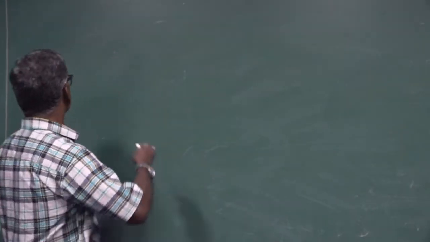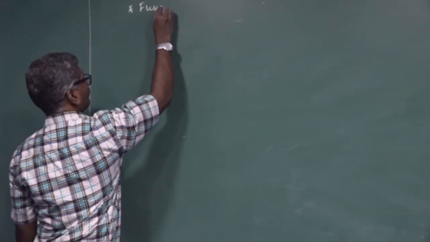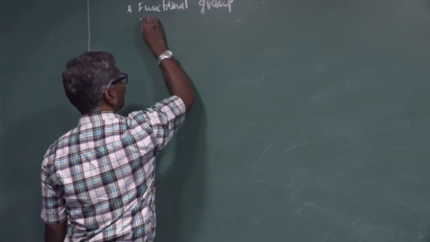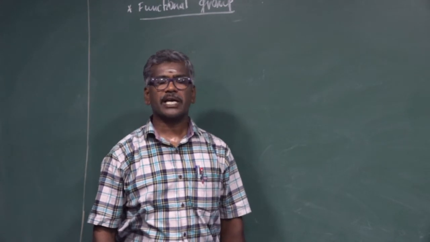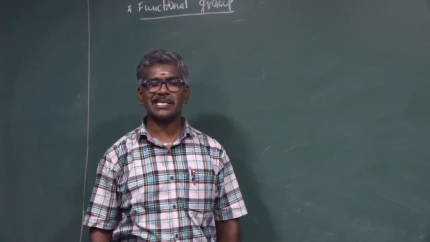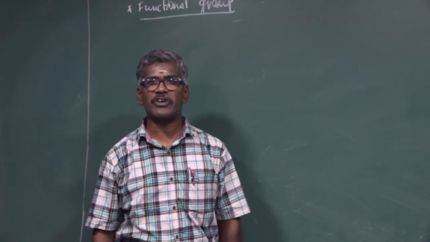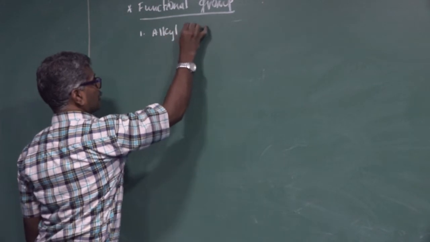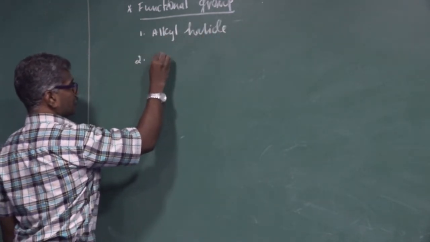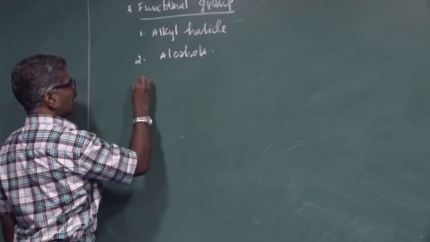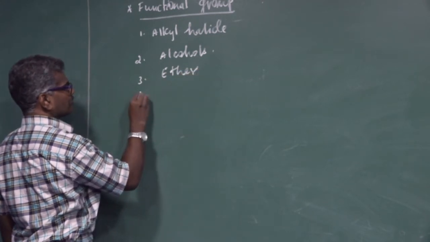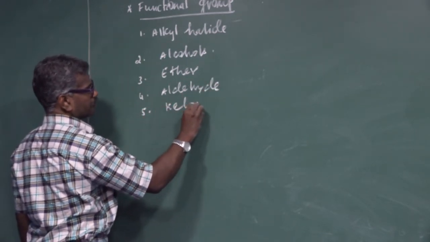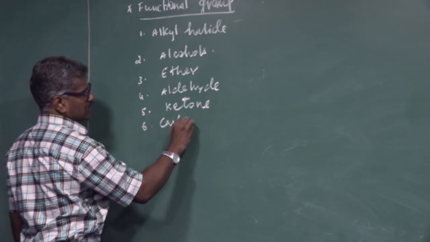Another one is functional group. What is the definition of functional group? The chemical properties of all members of a homologous series are characterized by the groups. This is called a functional group. First functional group, alkyl halide. Another one, alcohols. Another one, ether. Aldehyde, ketone, carboxylic acid.